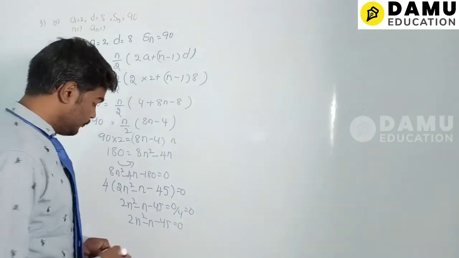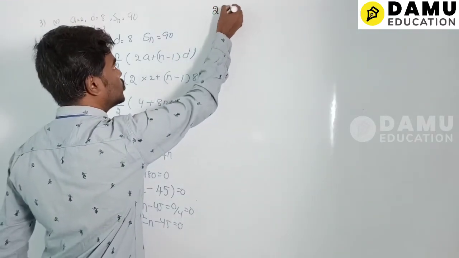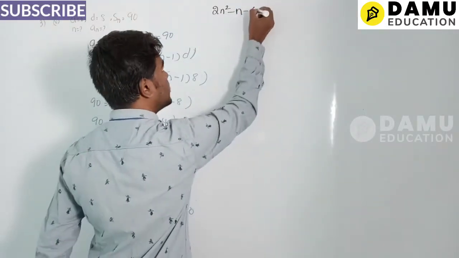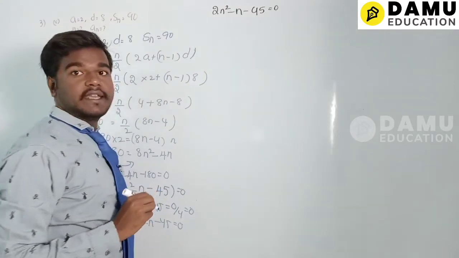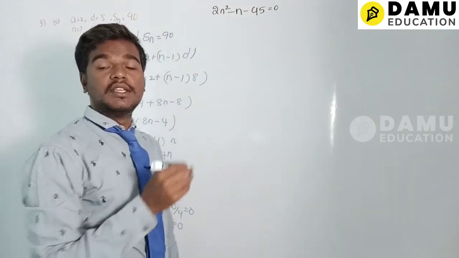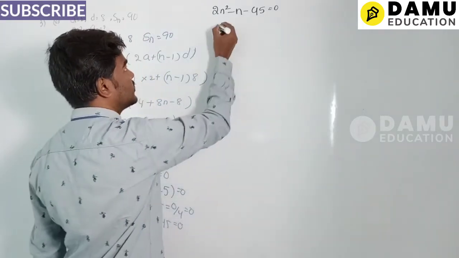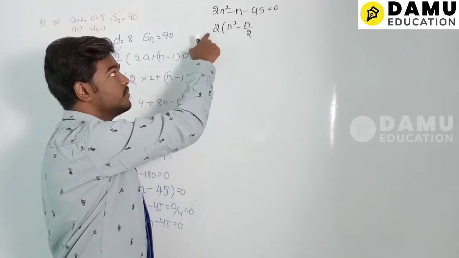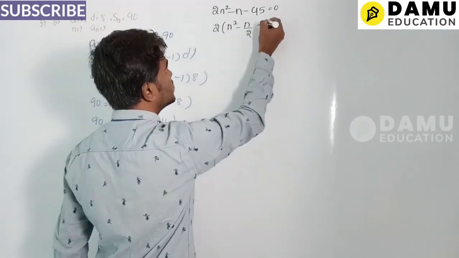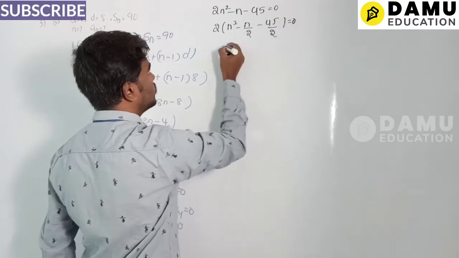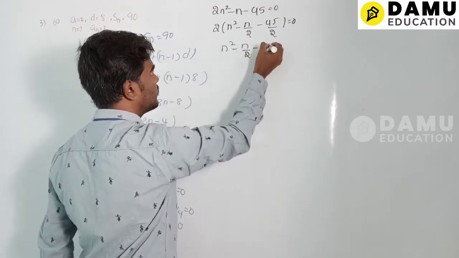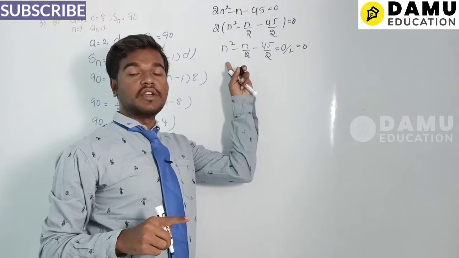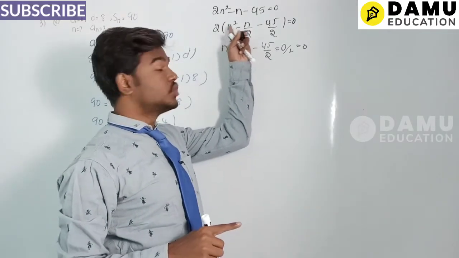Let's continue this one. 2n square minus n minus 45 will be equal to 0. Now what can we write here? Let's take 2 common: n square minus n by 2 minus 45 by 2 equals 0 by 2, that is 0. Why are we taking a single n square? It is somewhat difficult to calculate if you take 2n square.